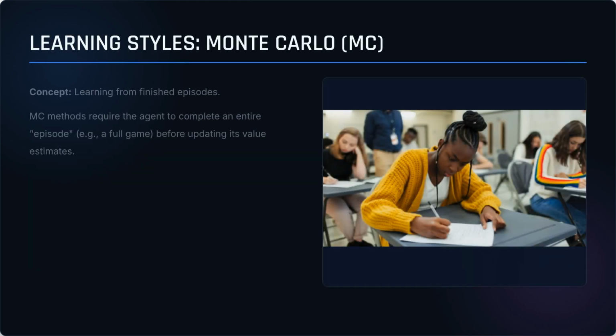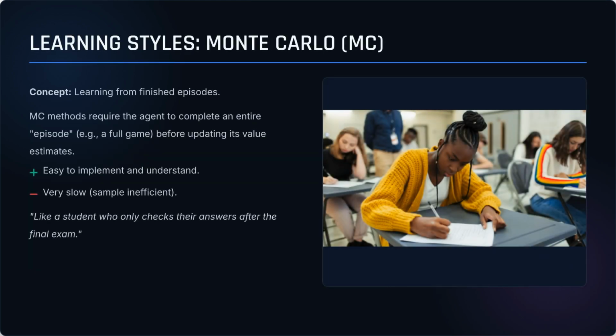One learning style is Monte Carlo, or MC, where the agent learns from finished episodes. MC methods require the agent to complete an entire game before updating its value estimates. While easy to implement, it is very slow and sample inefficient.